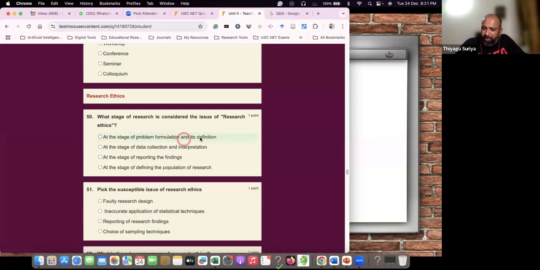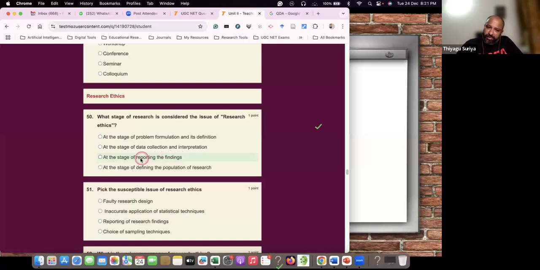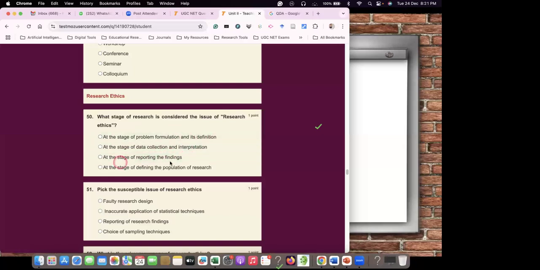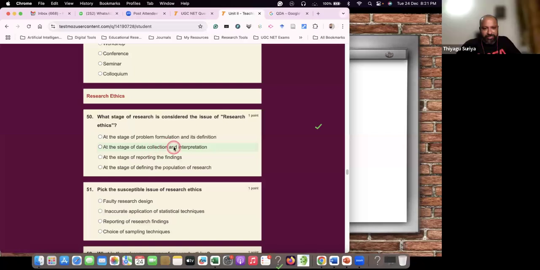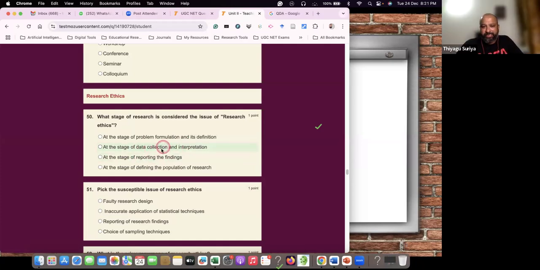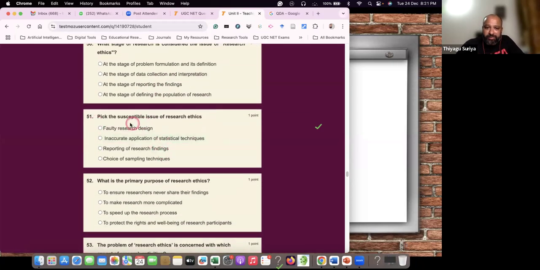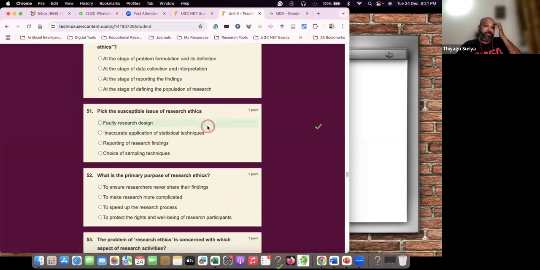The stage of problem formulation, the stage of data collection, interpretation, and reporting and finding, and defining the population of research. At the stage of reporting and finding. Reporting and finding. Okay. Is it here only? Data collection, even the data collection interpretation. It will be data collection because normally we are not doing a proper data collection interpretation. We are not writing it. Okay. This is the starting stage for research ethics issues. Pick this as the acceptable issues for research ethics.